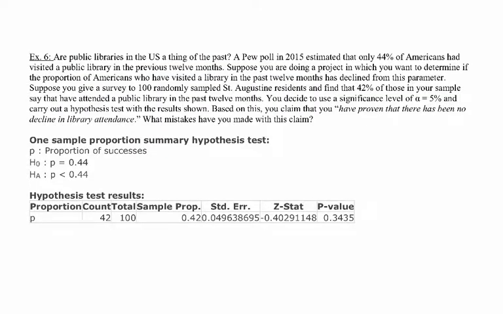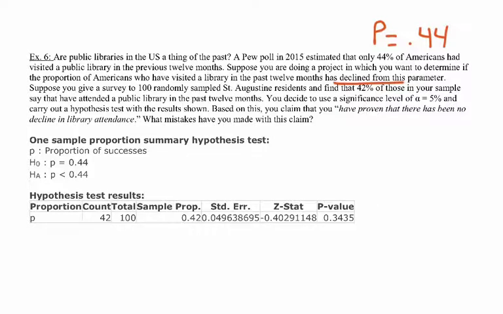Okay, last question. Are the public libraries in the U.S. a thing of the past? A Pew poll in 2015 estimated that only 44% of Americans had visited a public library in the previous 12 months. So while I realize that's based on a poll, they're stating it as an estimate of all Americans. So that's going to be our population proportion, 44%. Suppose you were doing a project in which you want to determine if the proportion of Americans who had visited a public library in the past 12 months has declined. So pay attention to that word.